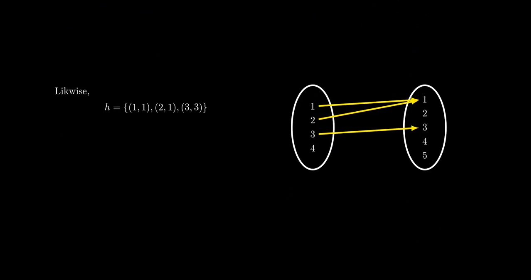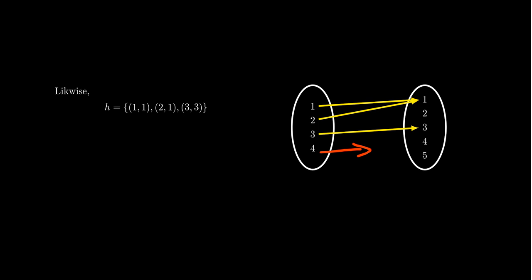Another problem you have is the following. Take this relation, h equals (1, 1), (2, 1), and (3, 3). With regard to the diagram, you have an arrow coming out of 1, it points to 1. You have an arrow coming out of 2, which points to 1. You have an arrow coming out of 3, which goes to 3 in this situation. The problem is there's nothing coming out of 4. So this also is an example of a relation that is not a function.